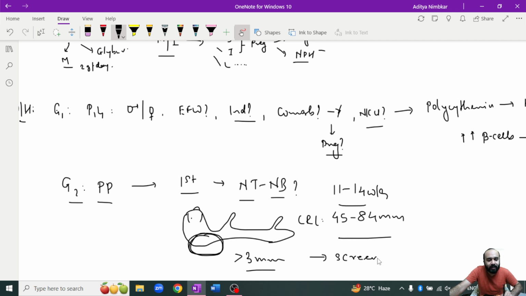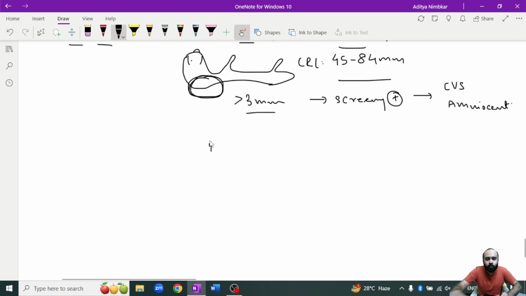This is a screening test. If screening is positive, then I need to do a definitive test for gold standard diagnosis, and that is either chorionic villus sampling or amniocentesis for karyotyping. The other test that I do is dual marker. If the female has registered late with me, then I do a quadruple marker. I do not do both of them. It is only done if one has been missed.